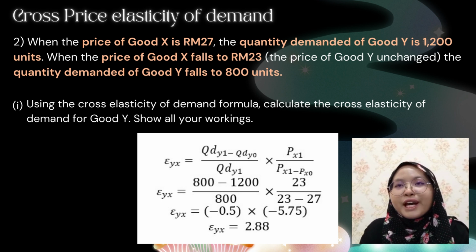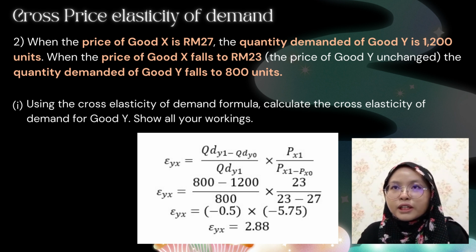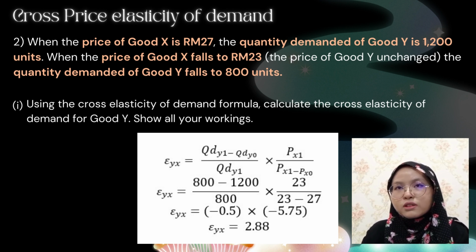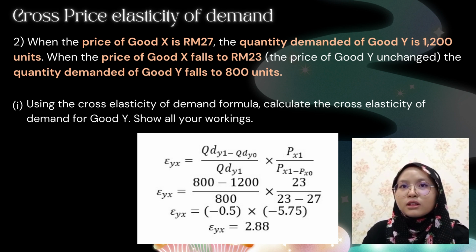When the price of good X is RM27, the quantity demanded of good Y is 1,200 units. When the price of good X falls to RM23, with the price of good Y unchanged, the quantity demanded of good Y falls to 800 units. So the problem is, using the cross elasticity of demand formula, calculate the cross elasticity of demand for good Y.